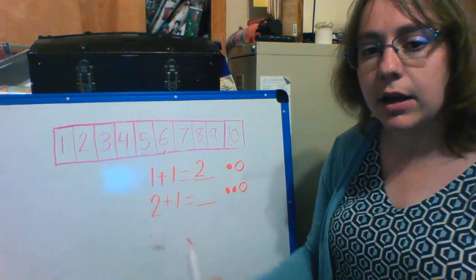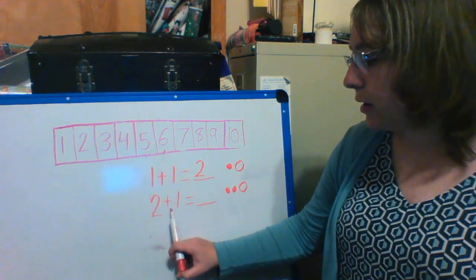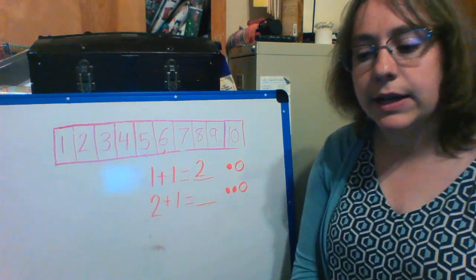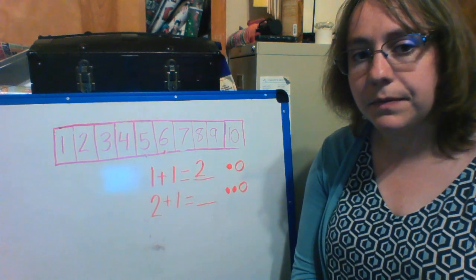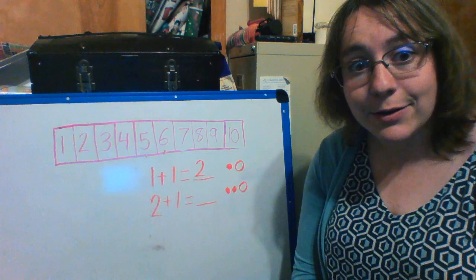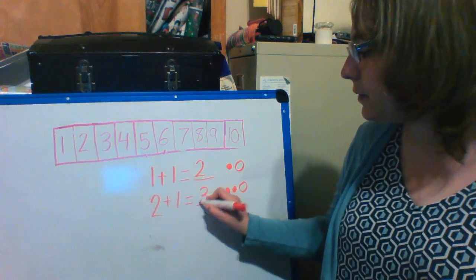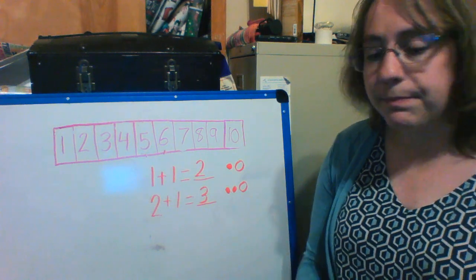Okay, so now let's look. 2 plus 1 equals, how many dots do you see all together? You're right, you see 3 dots all together. Okay, let's do that one more time.